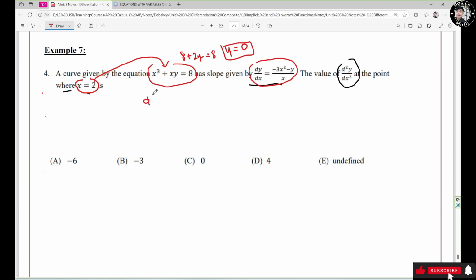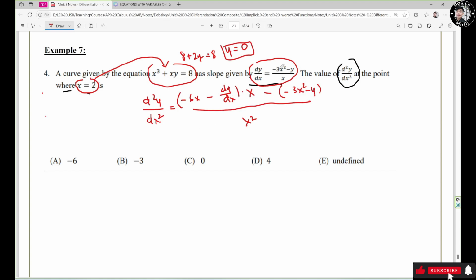So I have d squared y over ds squared, which is the same thing as, I'm going to use the quotient rule, so it's u over v. So it's going to be negative 6s minus dy over ds times s, minus the derivative of s, which equals 1, times the numerator, which is negative 3s squared minus y, over s squared.